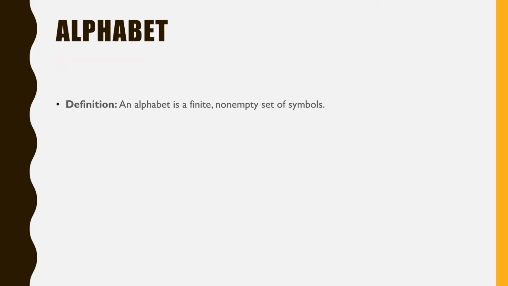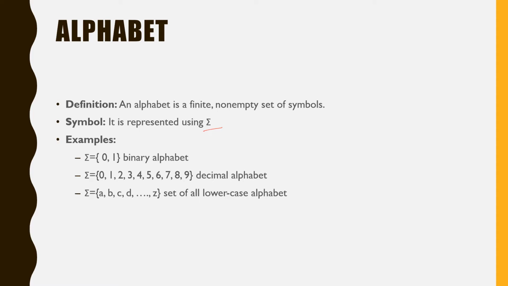An alphabet is a finite non-empty set of symbols. As we all know, in the English language, A, B, C, D and so on are alphabets. In a binary language, 0 and 1 are alphabets. So what is an alphabet? An alphabet is a set of symbols which constitute the entire language. It is represented using sigma, and some examples are 0, 1 forming the binary alphabet, and for decimal it is 0, 1, 2 up to 9, and a, b, c, d up to z can be set as the set of all lowercase alphabets.